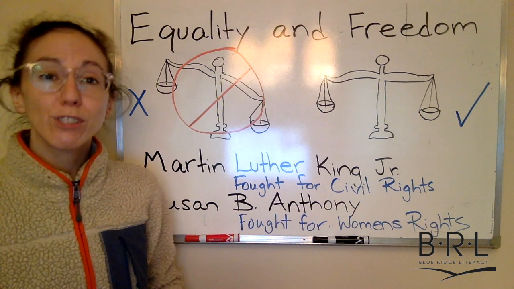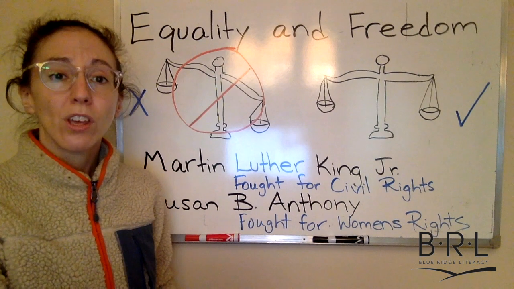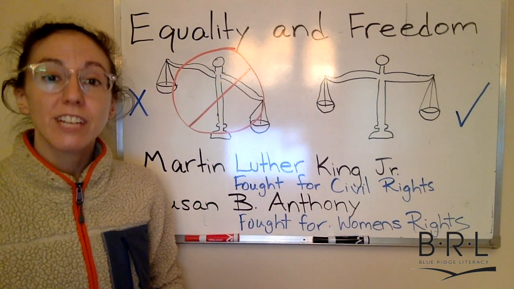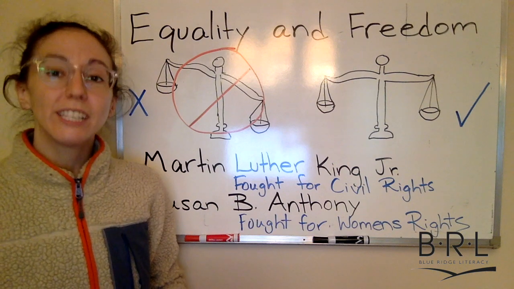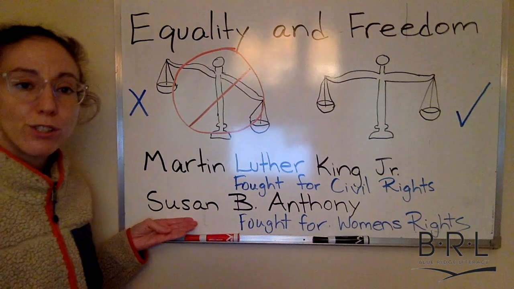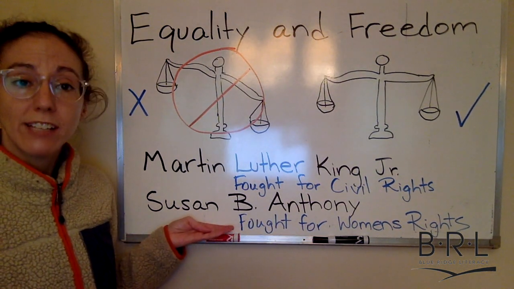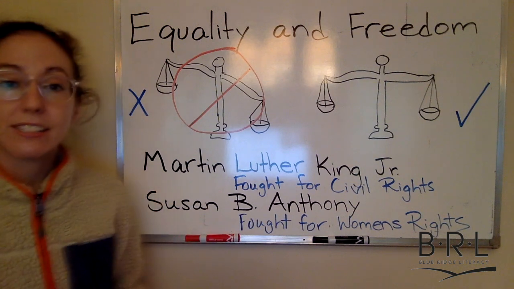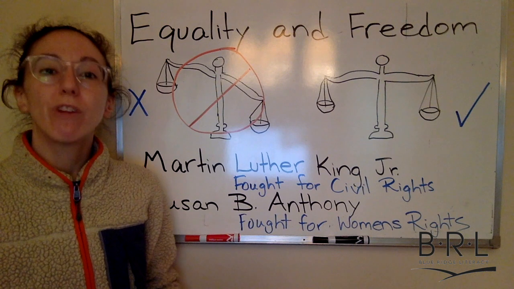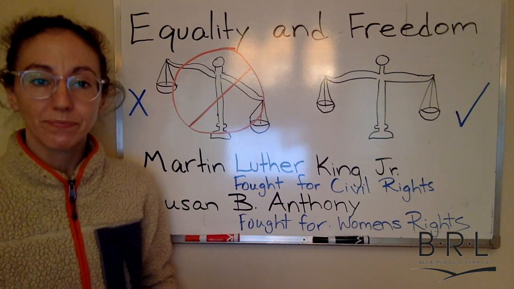There were several social movements for civil rights in this country. Susan B. Anthony and Martin Luther King Jr. were two leaders who fought for civil rights. Susan B. Anthony fought for women's rights and civil rights. She wanted equal education and voting rights for women and African American people.